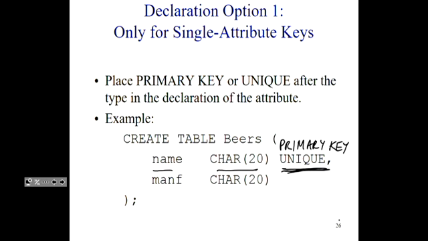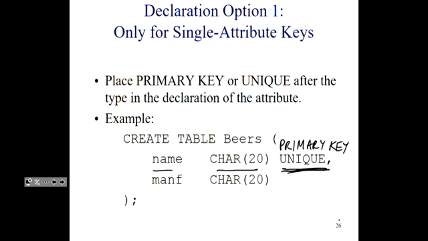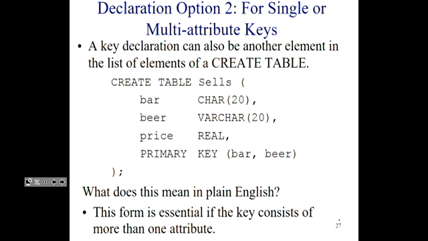However, if I have a pair of attributes like we saw for A, B, and C, that I want to jointly say is my key, then this can't work. I can't do it in this way because it's associated with one attribute. The way I would have to do this is to explicitly indicate this at the end of the declaration. So I would use primary key bar comma beer if I want to say that bar and beer together form a key for this relation. So this form is essential if the key consists of more than one attribute. If it is just one attribute, then I can either place it here or along with the corresponding attribute. If I have more than one attribute as part of the key, I would have to place it at the end of the declaration.